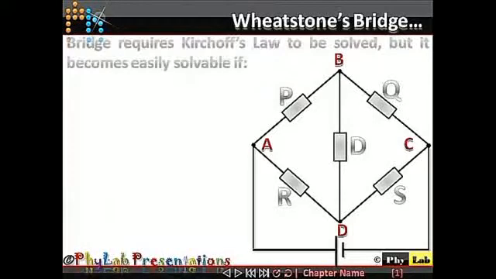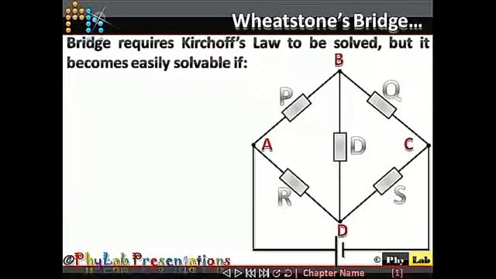But there is a special case which brings this arrangement into a simpler formation, and that happens when there is no current that flows across this particular diagonal, that is the diagonal BD. Then this circuit is easily solvable. Otherwise, you require Kirchhoff's law to solve such a circuit combination, and you can refer to my video given in the description link for how to solve an unbalanced Wheatstone bridge combination. Presently, we are going to discuss a balanced Wheatstone bridge.